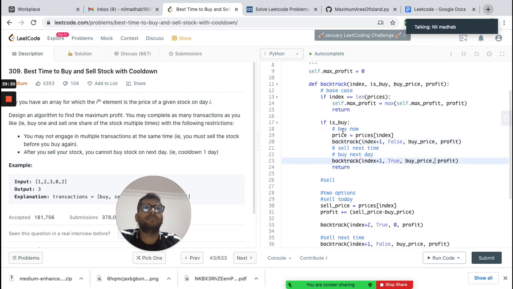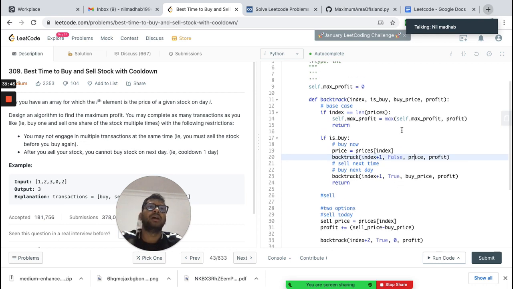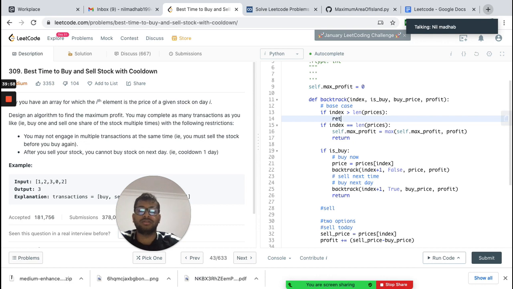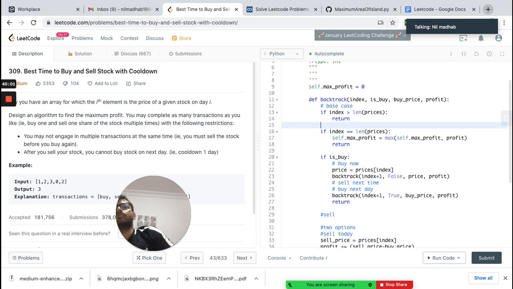Okay, if we buy now, then the buy price will be price, right? Because we're buying today, so it will be price, and sell price will be this. And also you have to make one more case: if index is greater than length of prices, return, so that we don't have an array out of bound index.